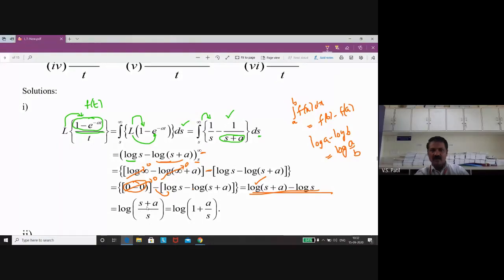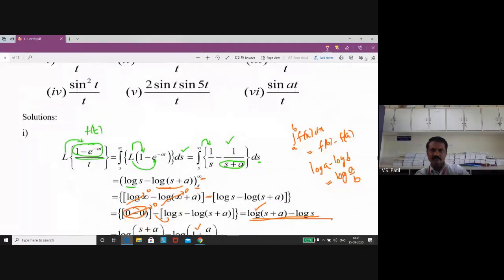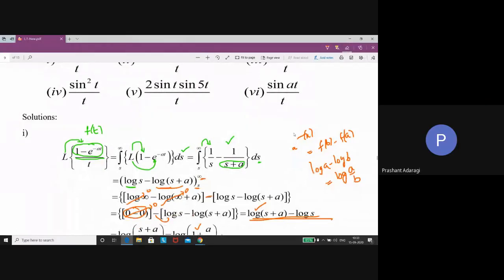Or further, if you want to simplify this, taking this denominator separately, s gets cancelled, it becomes 1 plus a by s. You can write the answer in this way, or you can further, if you want, write in this way. This is the final answer for this. Is that clear? Yes, sir.